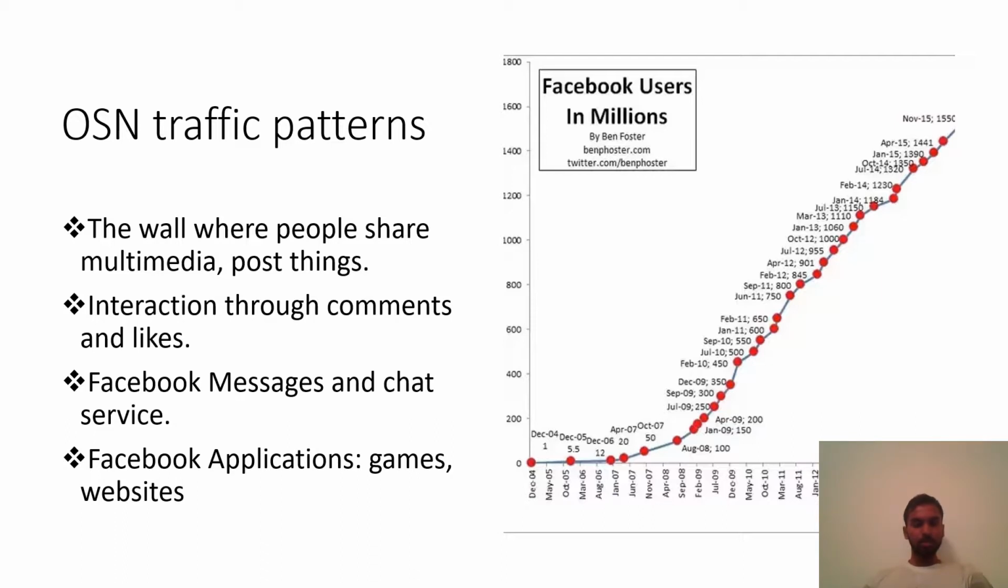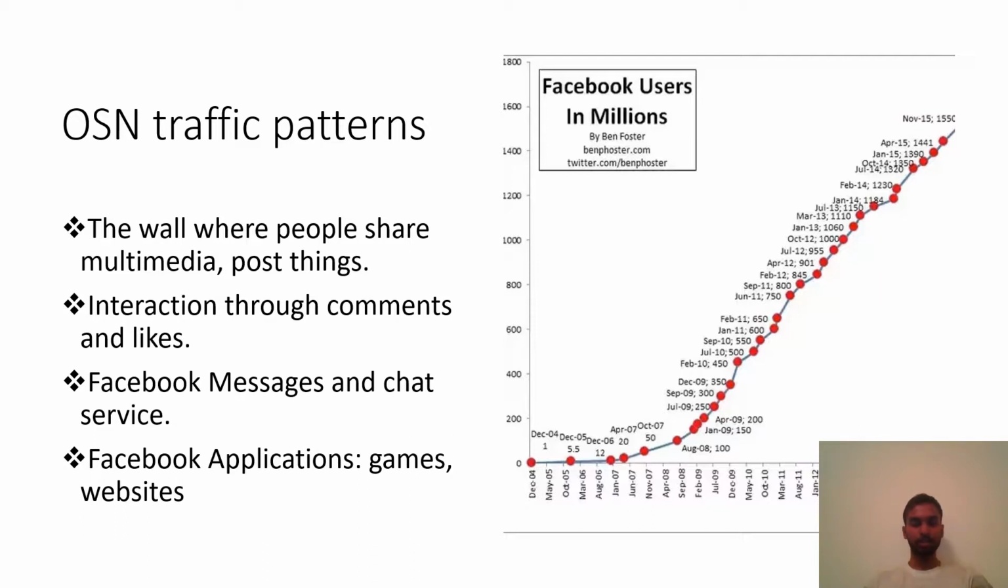Now, when we look at the OSN, online social network, traffic patterns of Facebook, while using Facebook, every like, every share, every comment, every request, everything is a request going to the server. And the more and more people like, or more and more people comment, the traffic is increased.